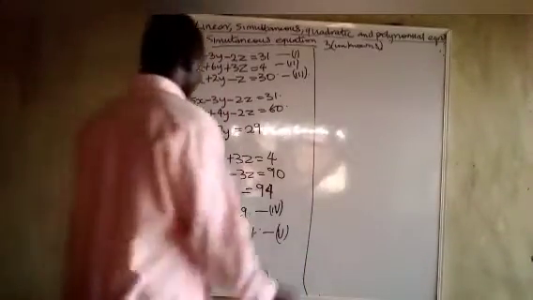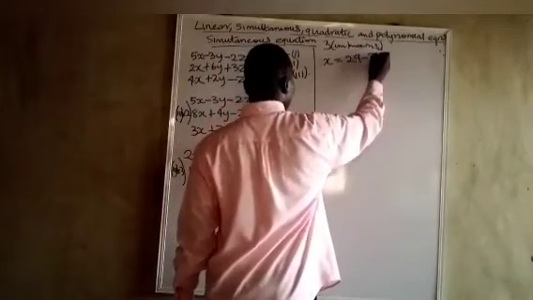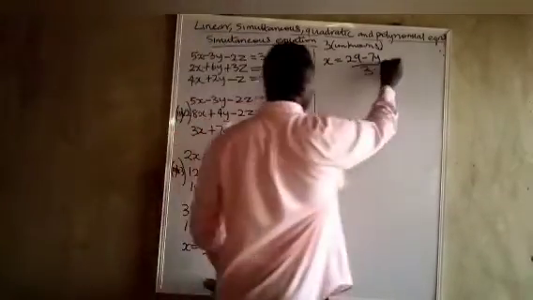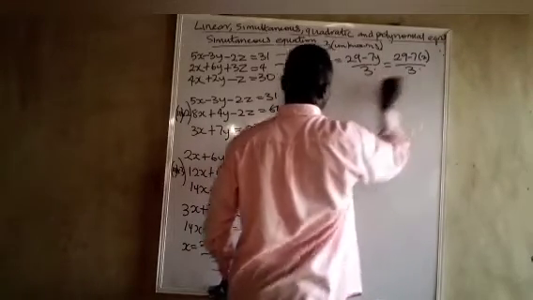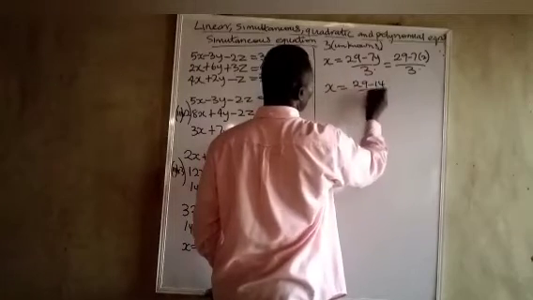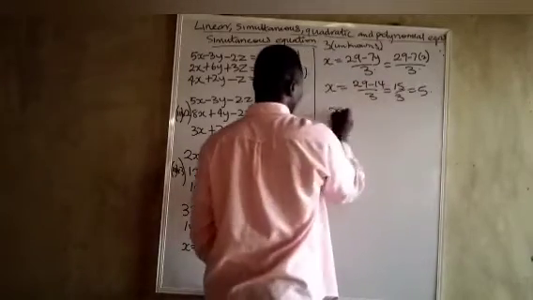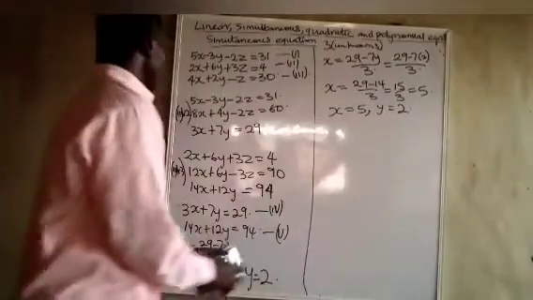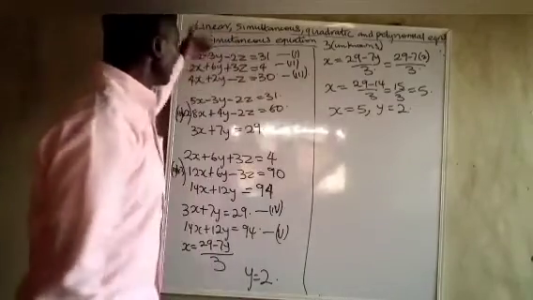Now, we have established that x equals 29 minus 7y divided by 3. Now, y is equal to 2. So we can now say 29 minus 7 into 2 over 3. So x will be equal to 29 minus 14 over 3, which is 15 over 3. So our x is equal to 5. y equals 2.